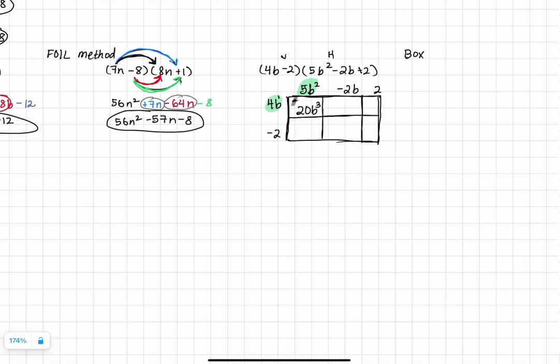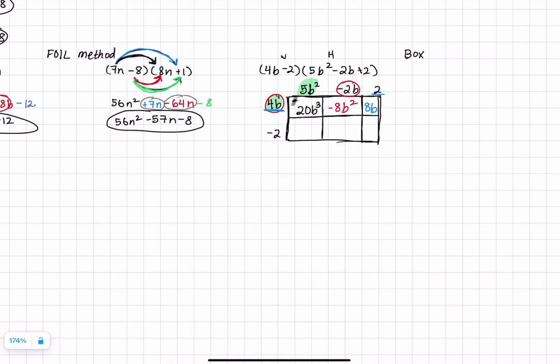Similarly, you do the same thing. So 4b times negative 2b: 4 times negative 2 is negative 8, and then b times b is b squared. Great. Then we can go on to our third box. 4b times 2: 4 times 2 is 8, and then b times 1 is b. So it would be 8b.